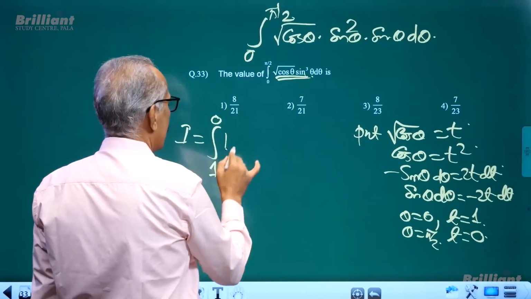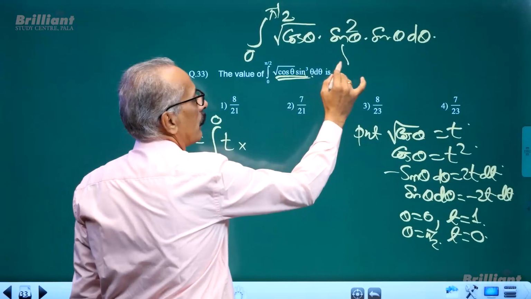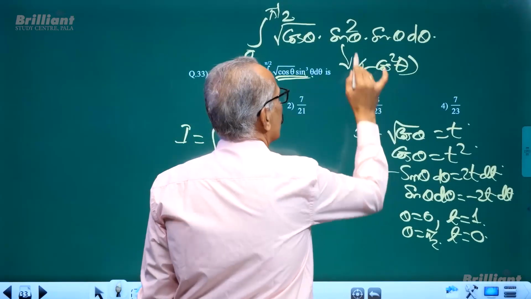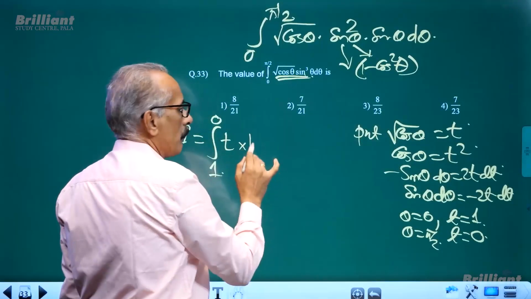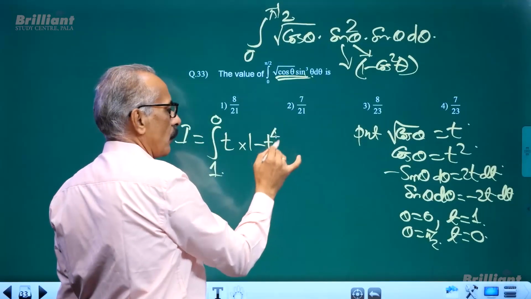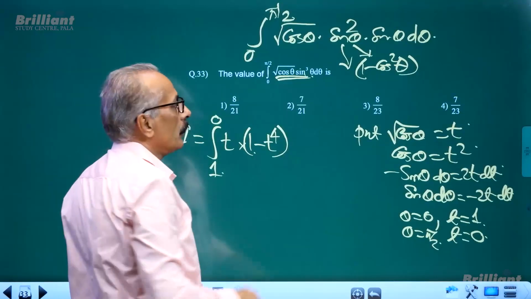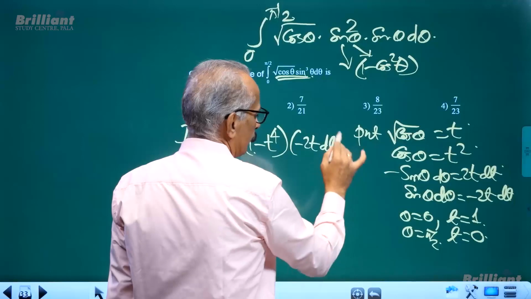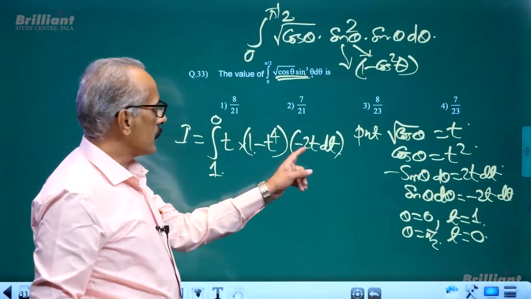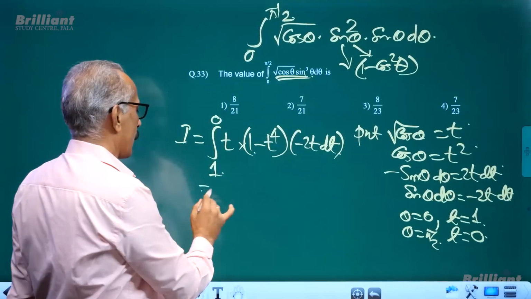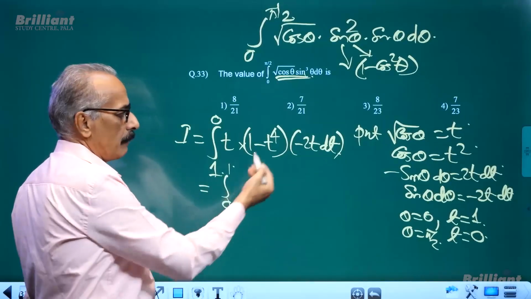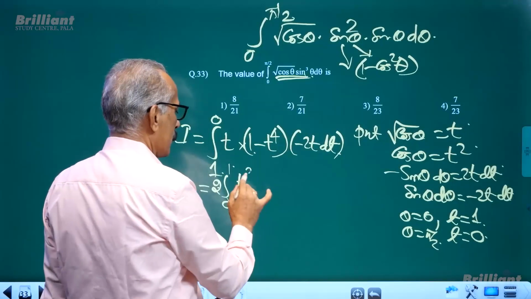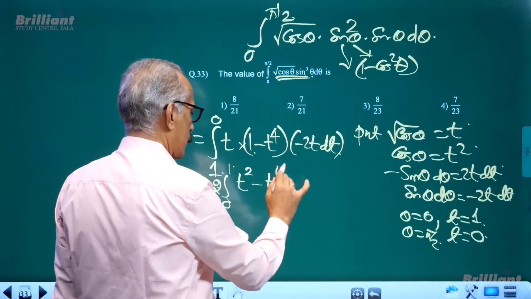Root cos theta, that is t, into sin square theta, we write 1 minus cos square theta. Isn't it? So sin square theta means 1 minus t square the whole square, that is t raised to 4, into sin theta d theta, that is minus 2t dt. Well, if we want to remove this minus, it will become integral 0 to 1, minus is gone, 2 is outside, t and t square, it will become t square minus t raised to 6 dt.